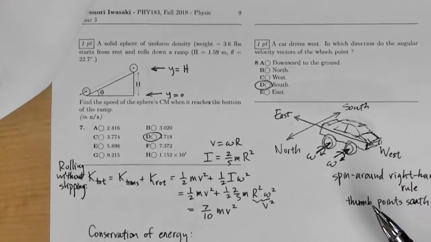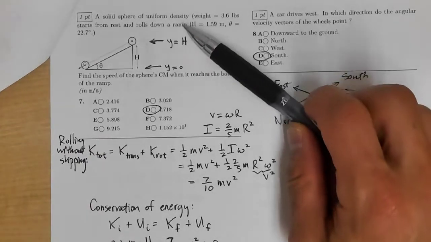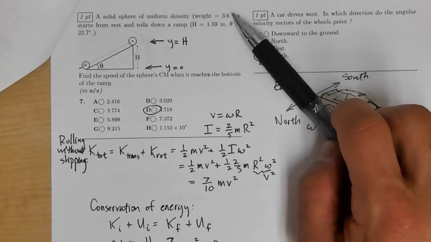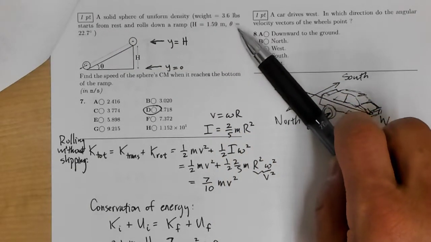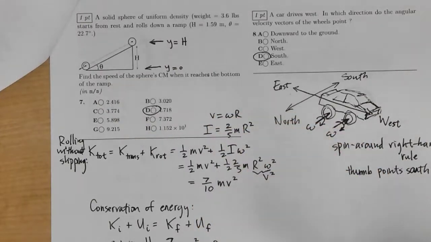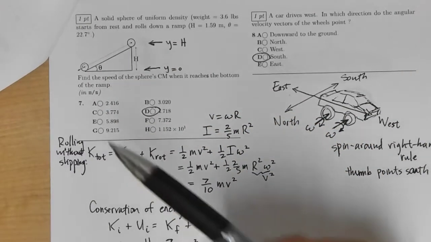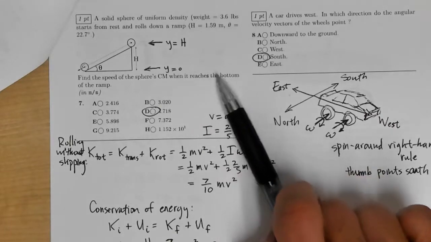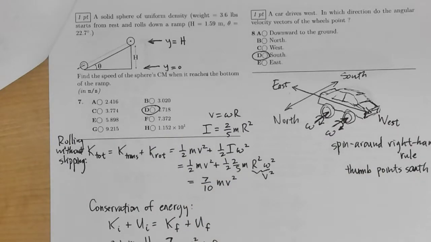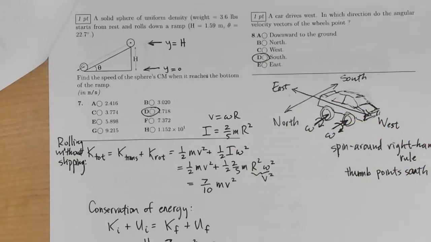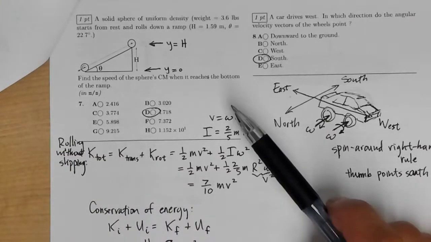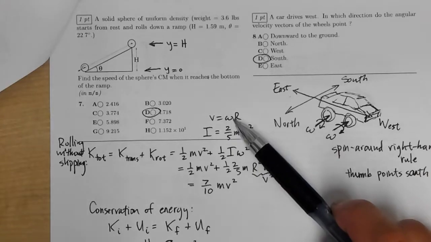Number 7, a solid sphere of uniform density, weight 3.6 pounds, starts from rest and rolls down a ramp. H is equal to 1.59 meters. Theta is equal to 22.7 degrees. Find the speed of the sphere's center of mass when it reaches the bottom of the ramp. The mass will cancel out, so with these crazy units of weight, we don't have to get the mass here. So it's rolling without slipping, so we have the equation v is equal to omega r.